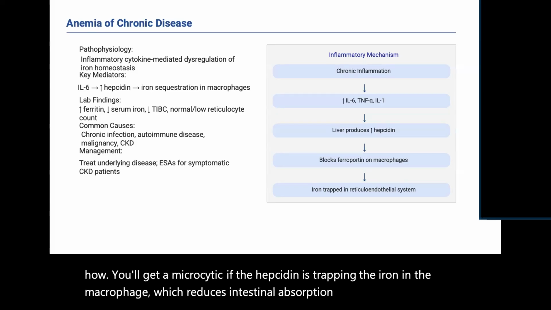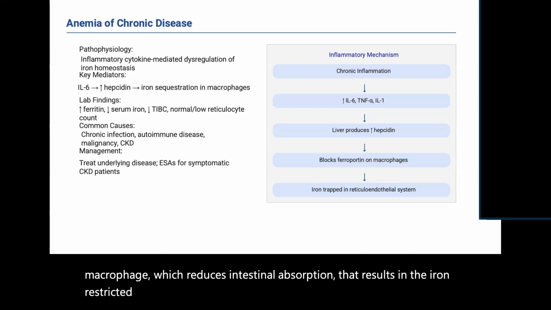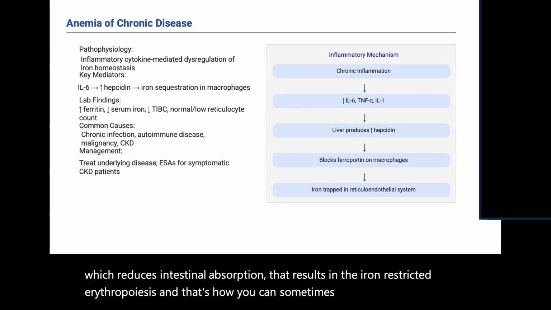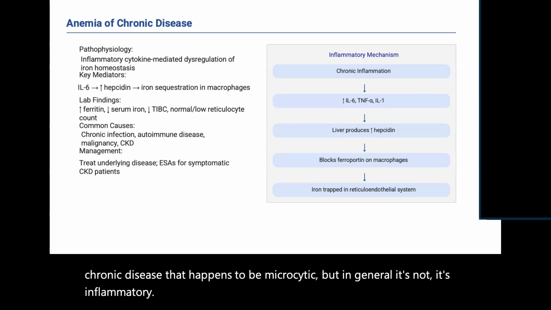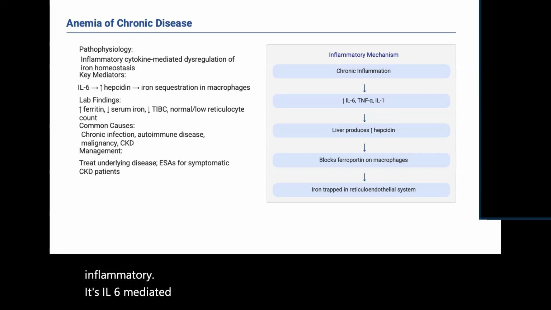That results in the iron-restricted erythropoiesis, and that's how you can sometimes have an anemia of chronic disease that happens to be microcytic. But in general, it's not. It's inflammatory. It's IL-6 mediated. And who would have this?